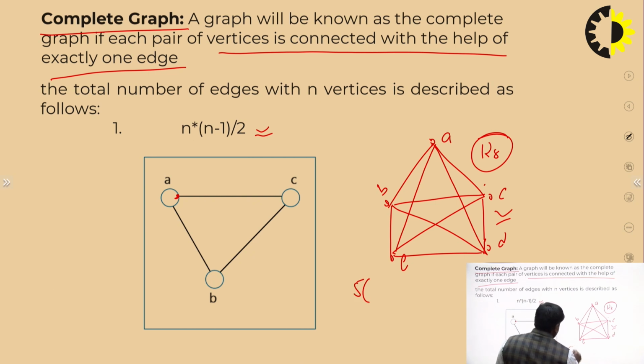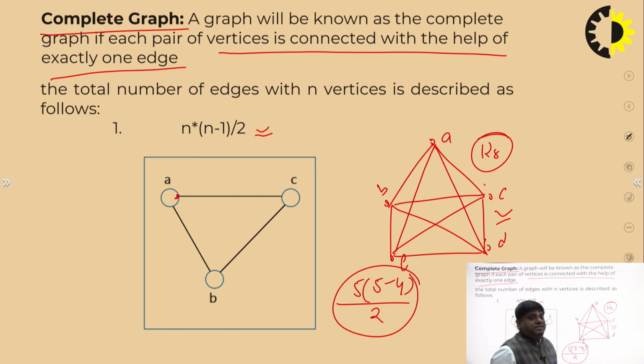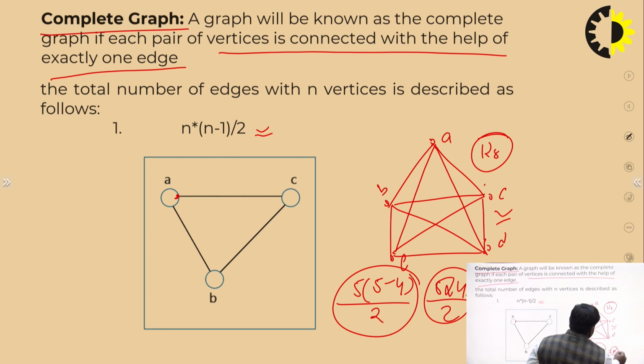Simply 5 times (5 minus 1) divided by 2. That is the number of edges in the complete graph. Now that is 5 into 4 divided by 2. It means a total of 10 edges are in this complete graph.